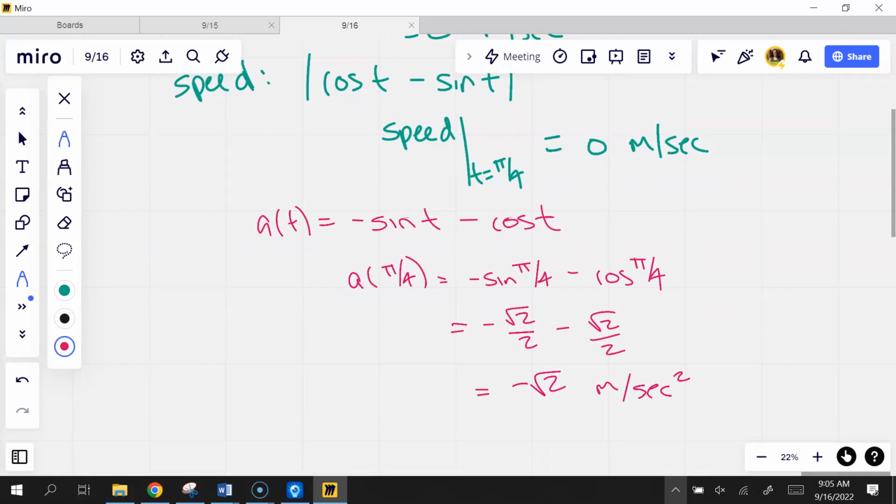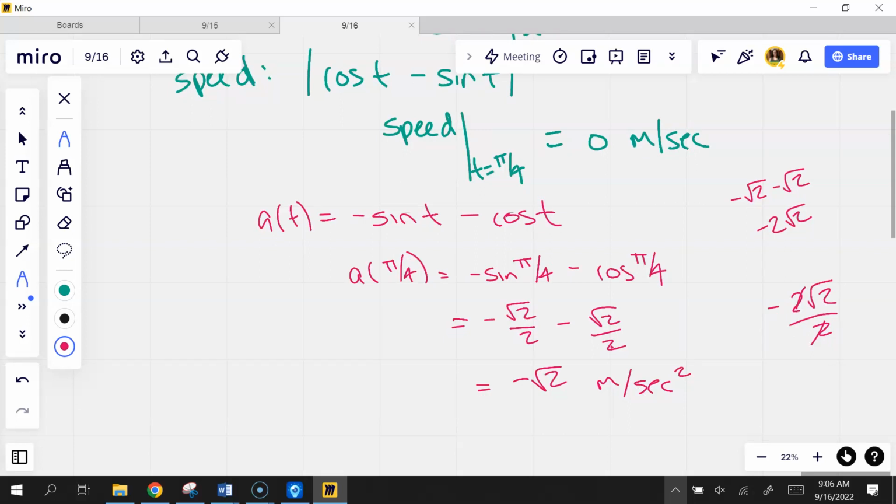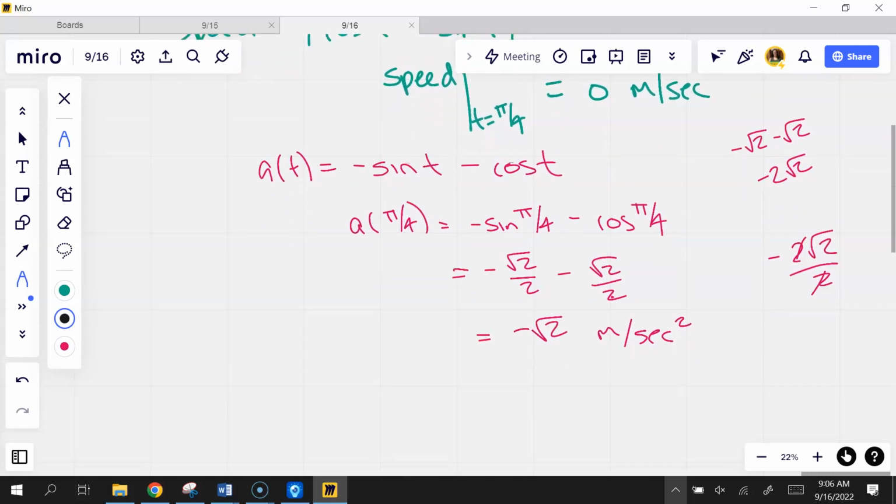Which part are we hung up on, the fractions? Okay, so they have the same denominator, right? So what's negative square root of 2 minus square root of 2? Negative 2 square root of 2. Think about them like terms. And then negative 2 square root of 2 over 2. That's exactly right. All right. Am I done?